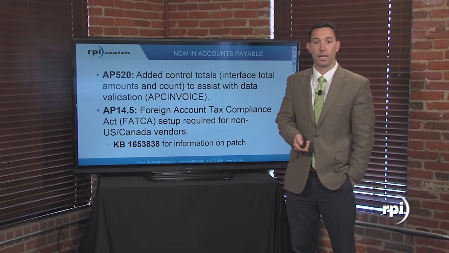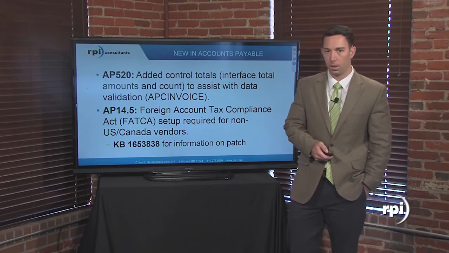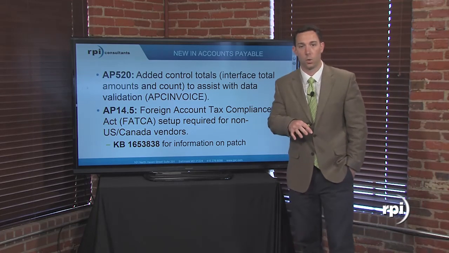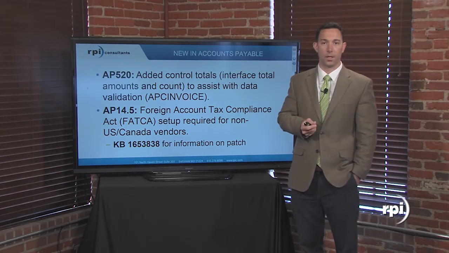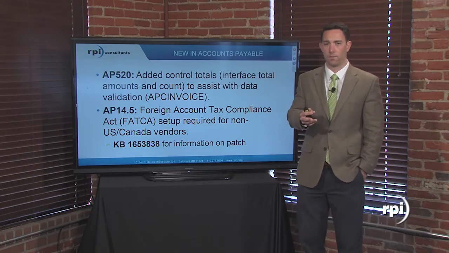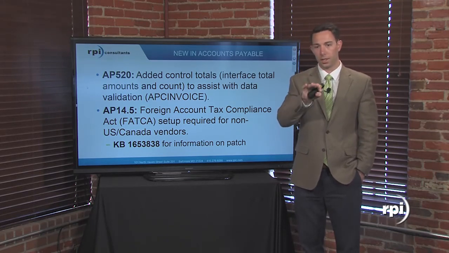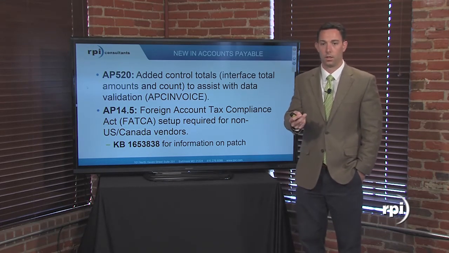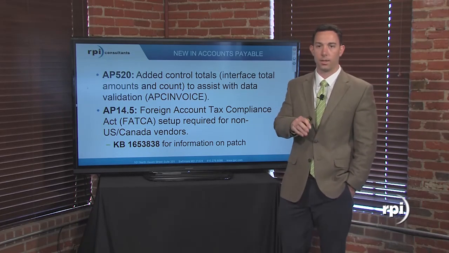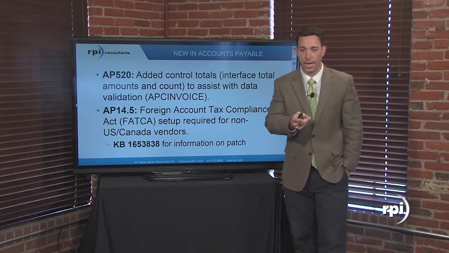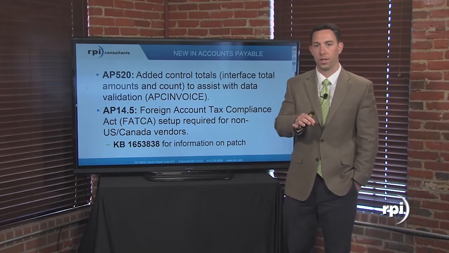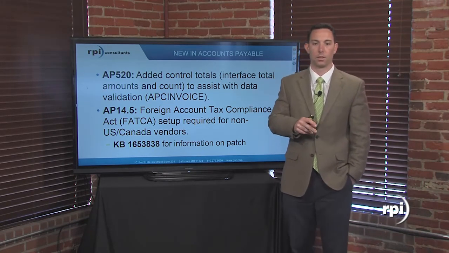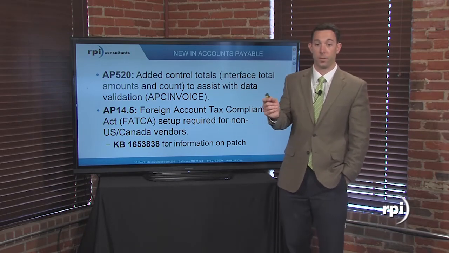And AP 14.5 is your FATCA setup. So if you have any non-US or non-Canadian vendors, it's going to require you to have this information filled out on the vendor, your AP 10.2 or AP 10.4, I believe. You're going to need to have FATCA information set up before we can actually add an invoice in Lawson. So again, that applies just for non-US, non-Canada vendors. However, there is a patch up here. This knowledge base article would point you to it to circumvent that Lawson requirement. And once that patch is installed, you wouldn't need to have the FATCA information set up.